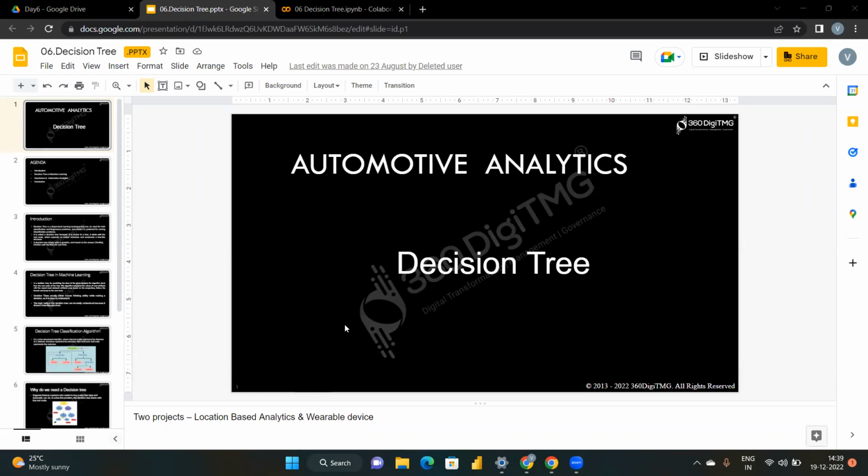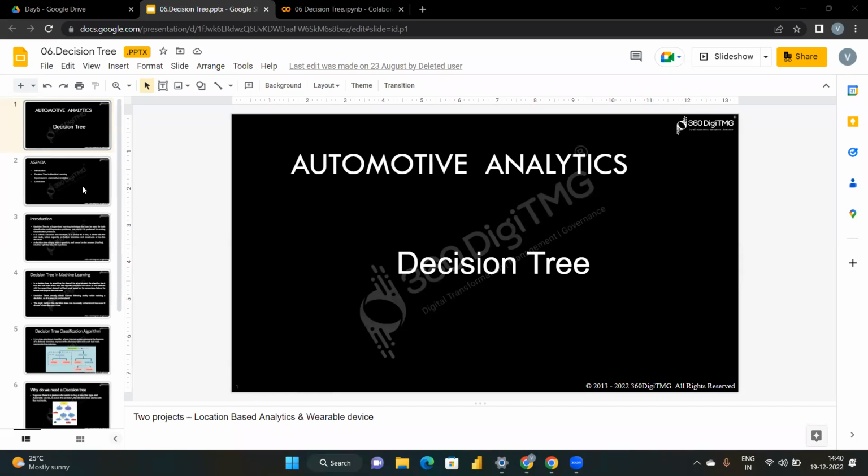So today we'll be seeing about decision tree. Today we'll be seeing the decision tree in automotive analytics. We'll be seeing what is meant by decision tree, what all agendas we have to see to complete a decision tree, and how we are gonna implement this code. Starting, we're gonna see how this decision tree will be useful for us in automotive analytics.